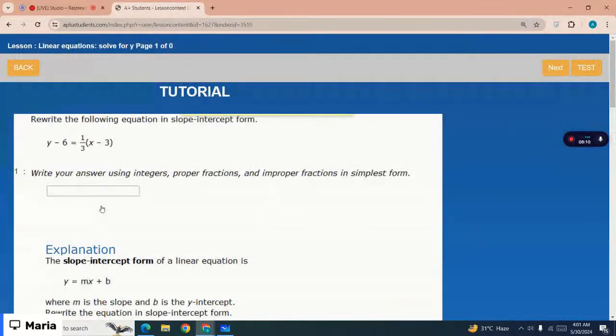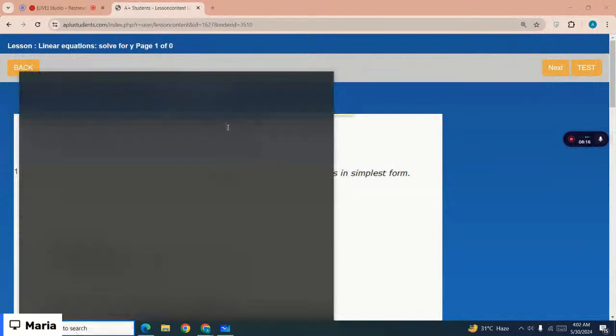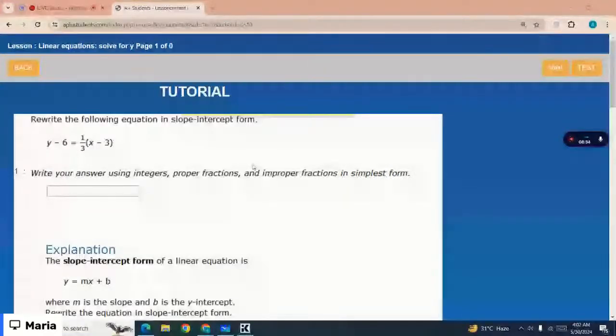Rewrite the following equation in slope intercept form. So you are given an equation, and you need to write it in slope intercept form, right? That is y equals mx plus b. So y is on one side and the rest of the equation is on the other side.